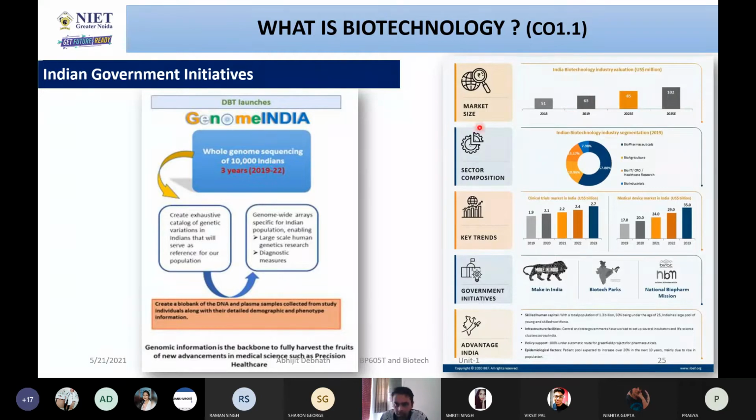There were some statistics about the market size, how it is growing, and its composition and key trends. And these are the various government initiatives like Make in India, Biotech Parks, and National Biopharma Missions, and why India is taking the lead all over the world in the biotech field: because we have skilled human capital.